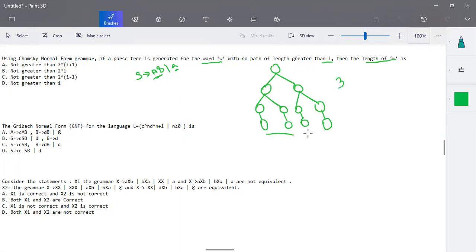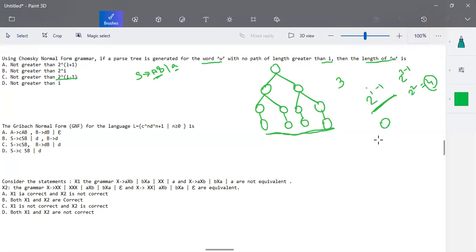Then the word generated here is the number of leaf nodes. We can also call it the length of the word, or the number of leaf nodes. The maximum number of leaf nodes is calculated using this formula: it is not greater than 2 power I minus 1. So here it is 2 power 3 minus 1, that is 2 power 2. So the maximum number of leaf nodes possible is 4, not more than 4. Since the tree that I have drawn has all possible constraints, it works.